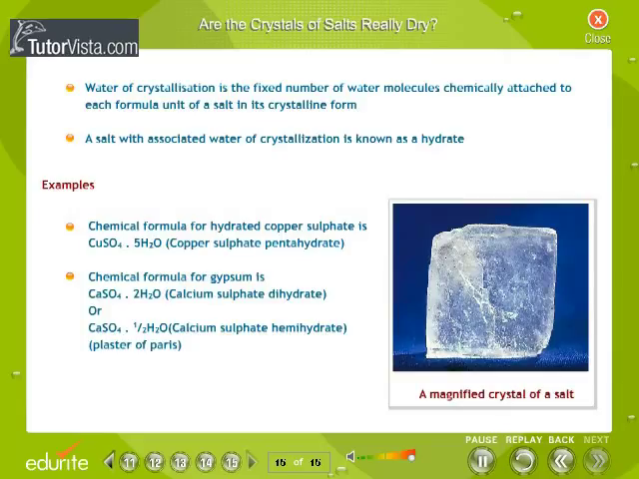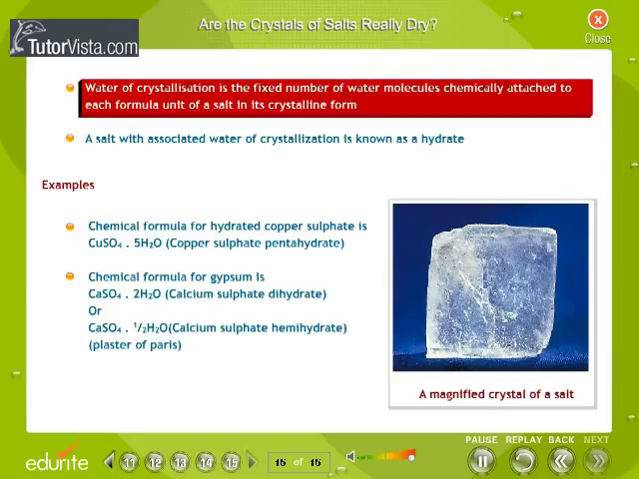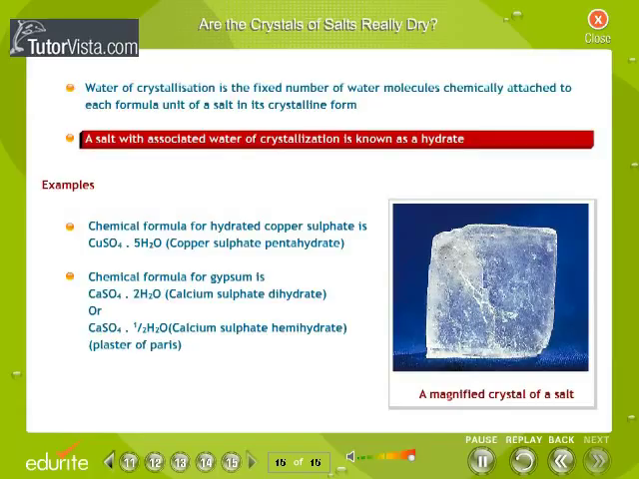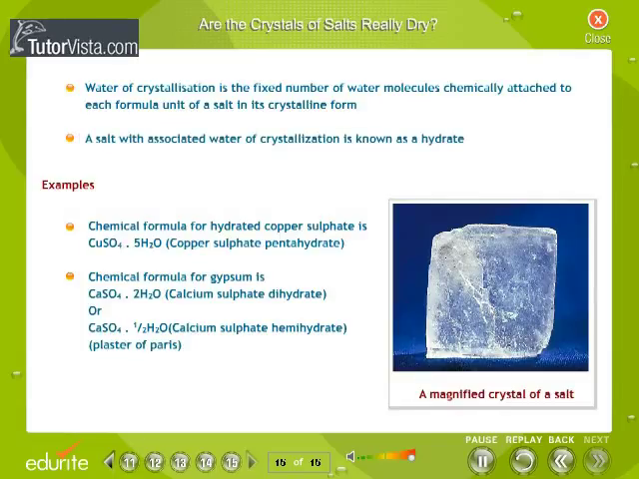Are crystals of salts really dry? Water of crystallization is the fixed number of water molecules chemically attached to each formula unit of a salt in its crystalline form. A salt with associated water of crystallization is known as a hydrate. The structures of hydrates can be quite elaborate because of the existence of hydrogen bonds.